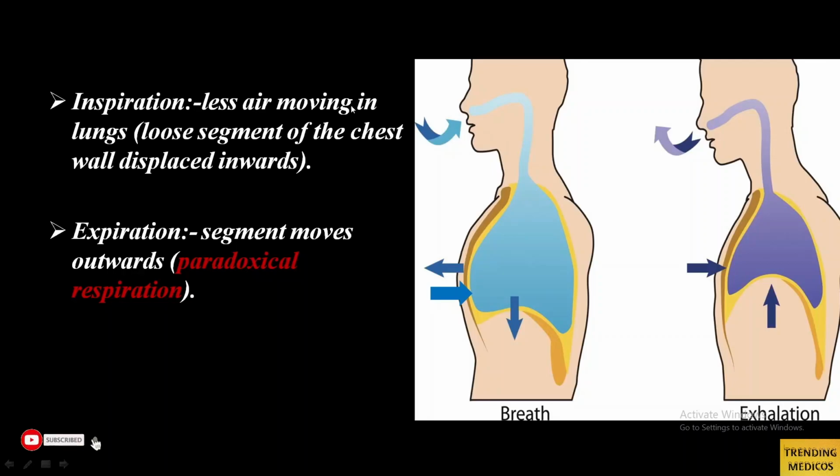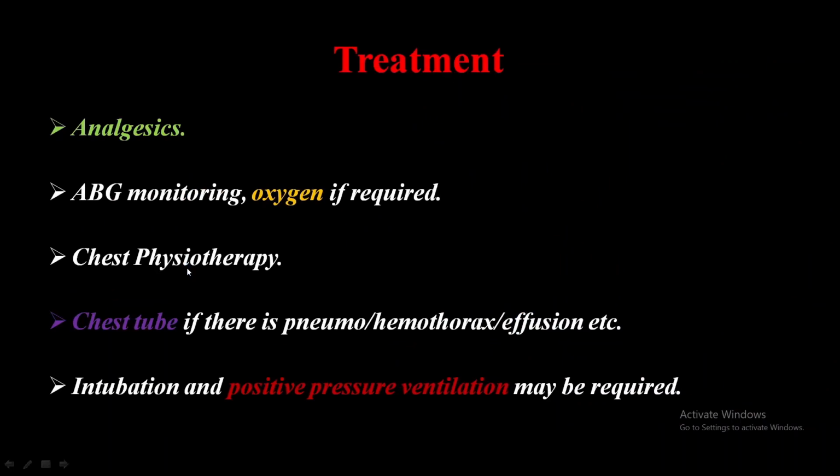In inspiration, less air is moving into the lungs, so the loose segment of the chest wall displaces inward, and in expiration the segment moves outwards, that is, the respiration is paradoxical. The treatment is analgesics, ABG monitoring, oxygen if required, chest physiotherapy, and a chest tube if there is pneumothorax, hydrothorax or effusion. The chest tube is obviously not to be inserted into the flail segment. It should be either above or below it.